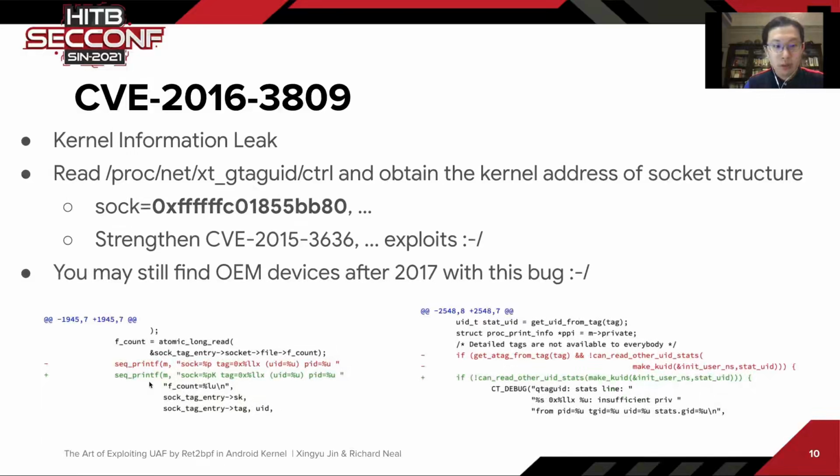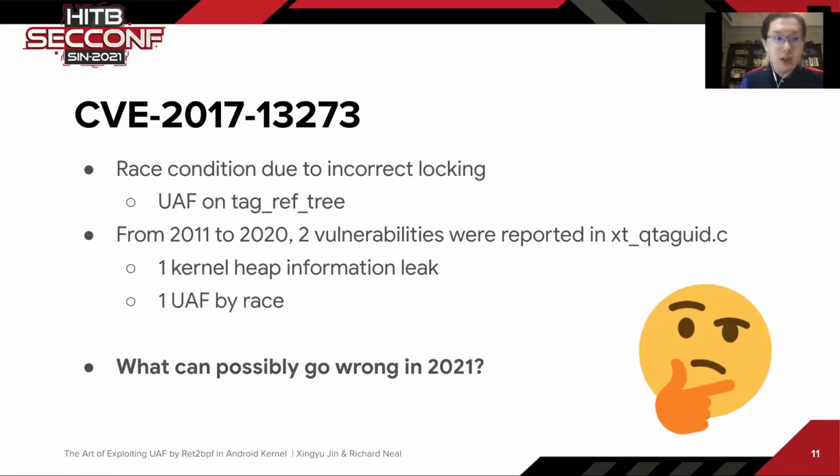The other one is a use-after-free bug on tag_ref caused by a race condition due to imperfect locking. As you can see, from 2011 to 2020 there are only two vulnerabilities in this module, and the module got replaced since Android Q by eBPF. So what can possibly go wrong in 2021?